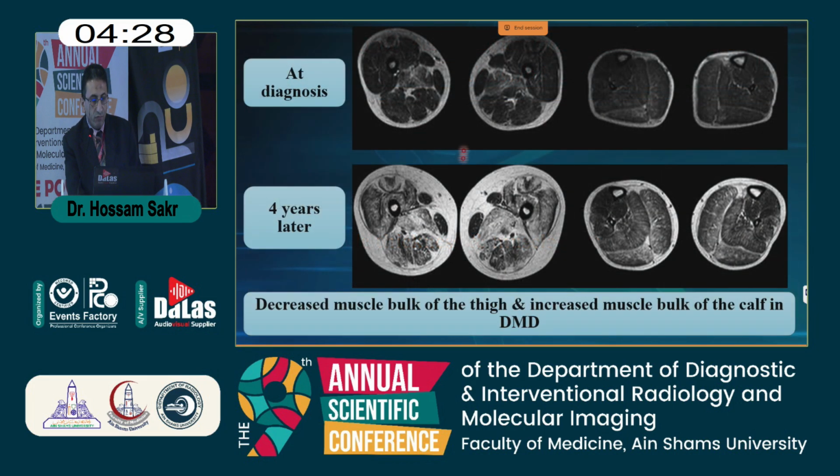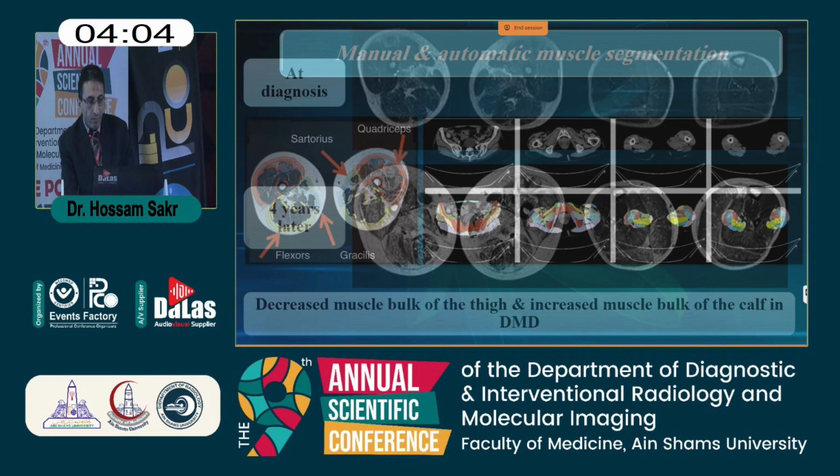This is a case of Duchenne muscular dystrophy. This imaging is at diagnosis, and this row is 4 years later. If we look at the thigh muscles, the volume or bulk of the thigh muscle decreases with age, while that of the calf muscles, these two images, increases with pseudo-hypertrophy. This is a semi-quantitative appearance.